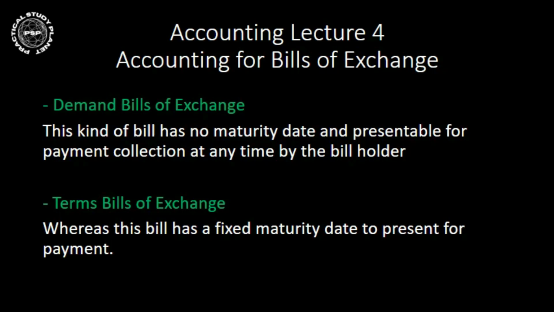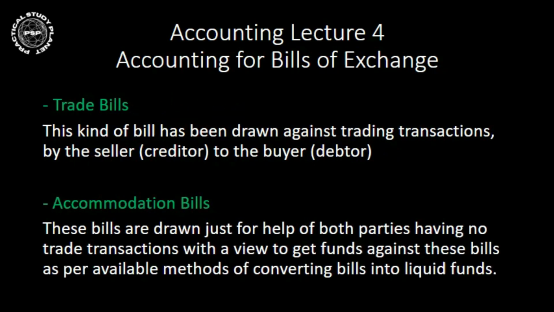Demand bills of exchange. This kind of bill has no maturity date and is presentable for payment collection at any time by the bill holder. Term bill of exchange. Whereas this bill has a fixed maturity date to present for payment. These are under the categories of the types of bills.